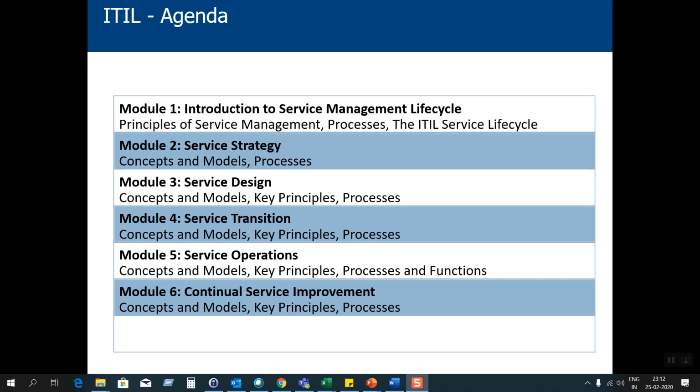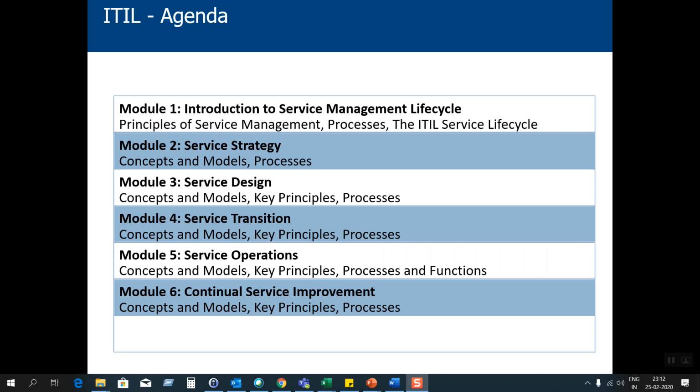So this is our agenda. ITIL has five life cycles. The first one is service strategy. The second one is service design. The third one is service transition, the fourth one is service operation, and the fifth one is continual service improvement.